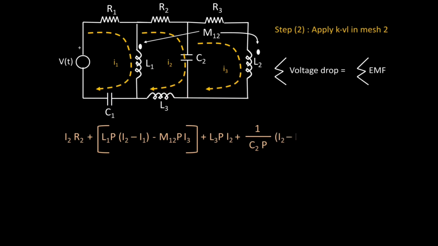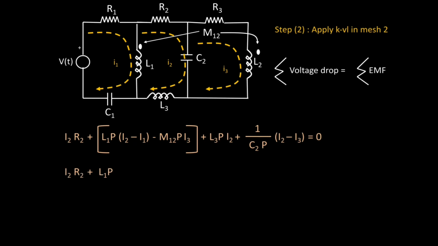So in the bracket we will write the total current, that is I2 minus I3, and it is equal to the summation of EMF. But as there is no voltage source connected in mesh number 2, we will just write it equal to 0. So this is the application of Kirchhoff's voltage law. Now we will just solve the bracket.